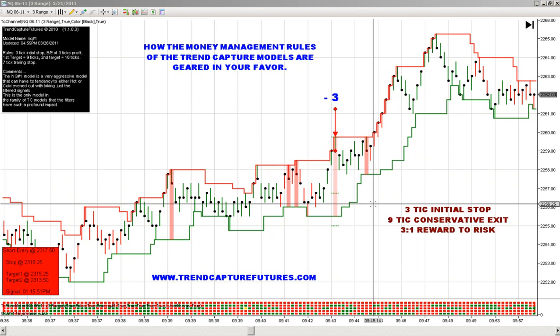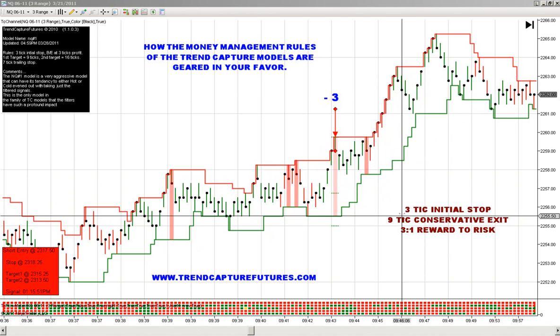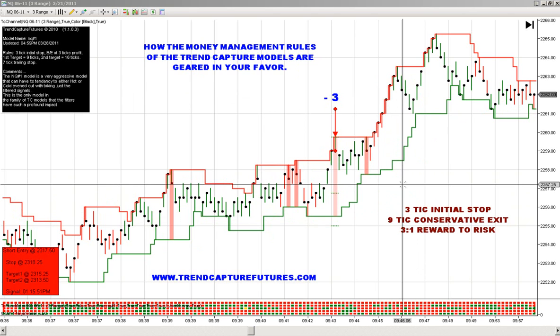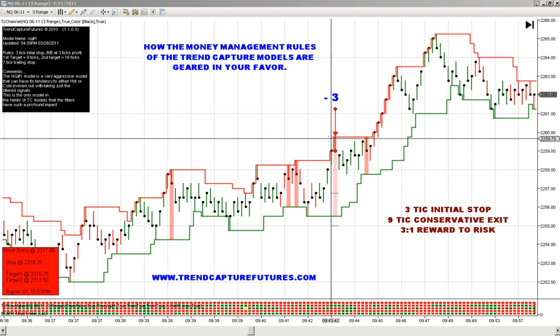signal is given, and there's a 9-tick conservative exit. So a 3-tick potential loss on a stop out and a 9-tick potential gain on the conservative exit. So it's a 3-to-1 reward to risk ratio. So let's go through this particular day as an example so that you can see exactly how that reward to risk can help you out.